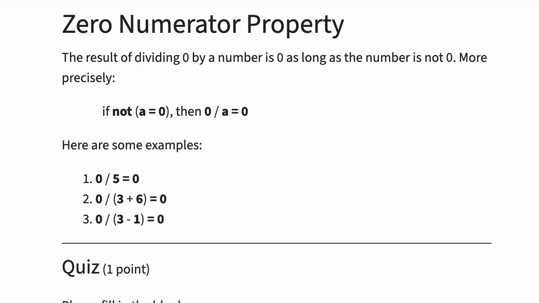The result of dividing 0 by a number is 0 as long as the number is not 0. More precisely, if a is not 0, then 0 divided by a equals 0. Here are some examples. 0 divided by 5 equals 0. 0 divided by 3 plus 6 equals 0. And 0 divided by 3 minus 1 is also 0.